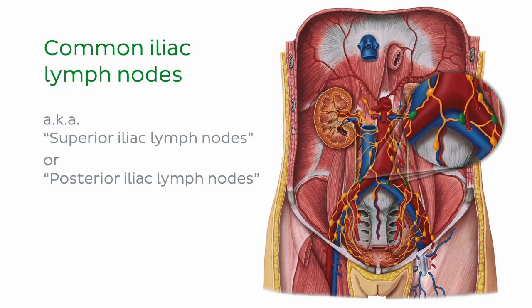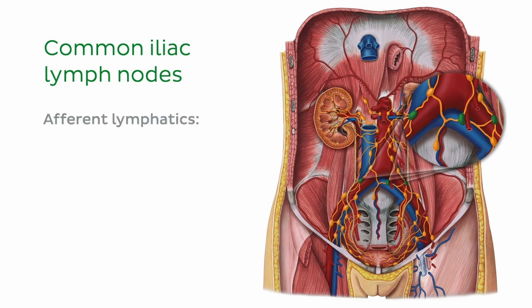The common iliac lymph nodes are at the top of the pelvic lymph node tree and therefore have afferent lymphatics from across the pelvic region and limb. This includes all organs of the pelvis except for the testes in males or ovaries in females. Efferent vessels from the common iliac lymph nodes drain to the lumbar lymph nodes, which we will discuss later on in the tutorial.